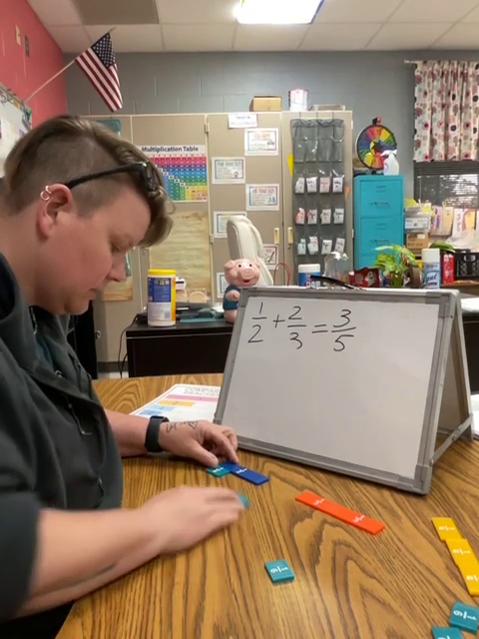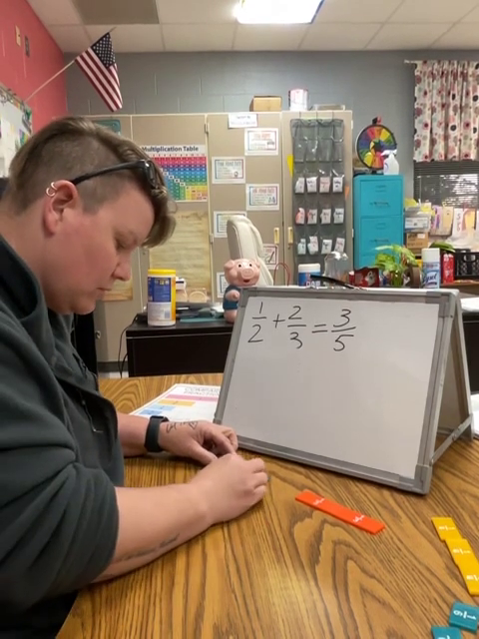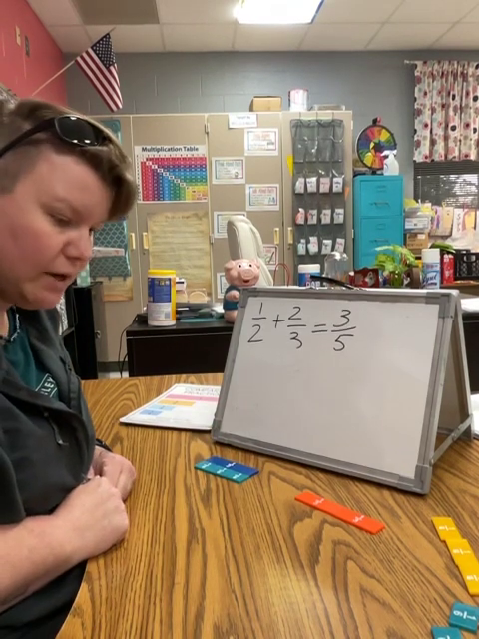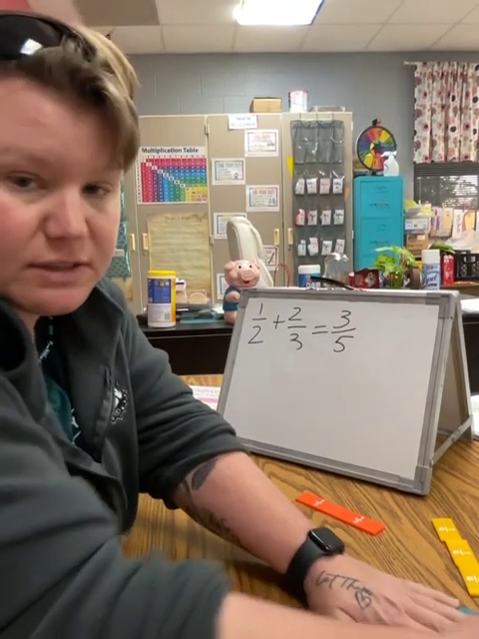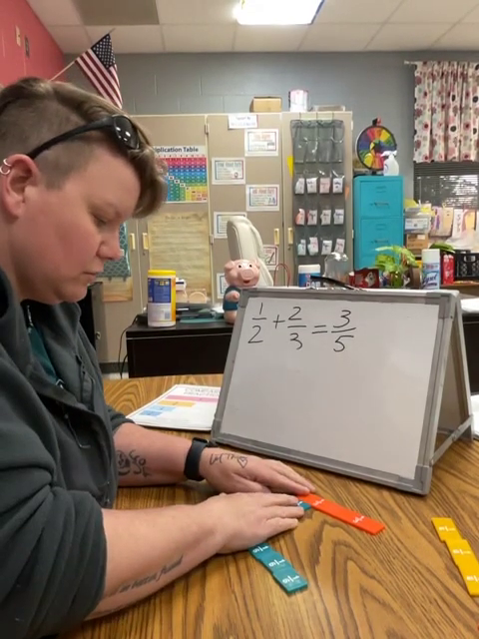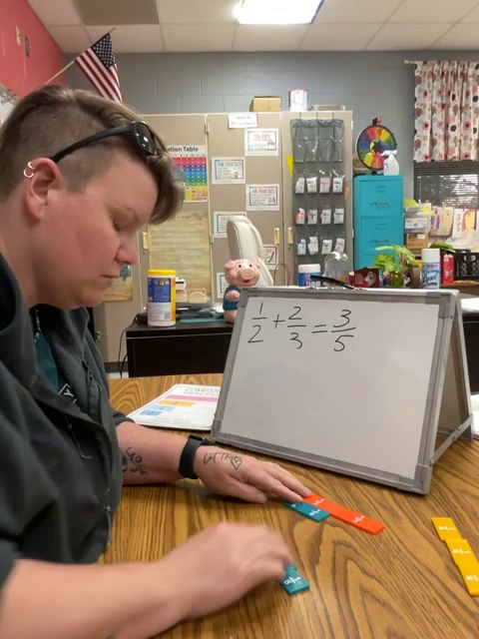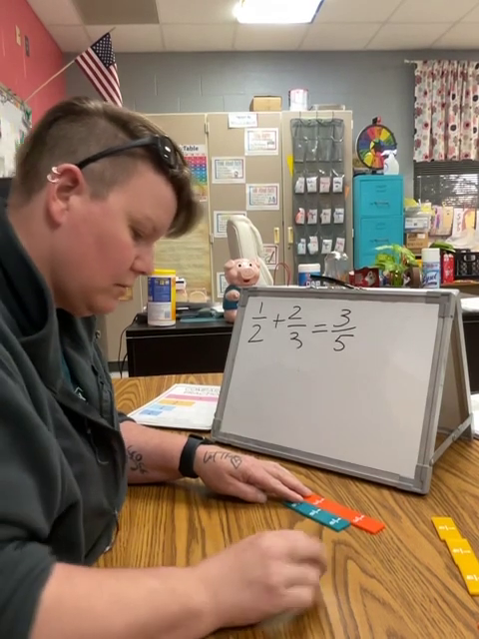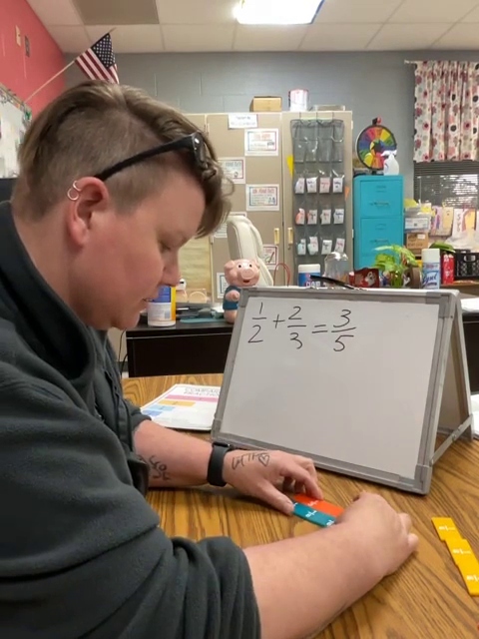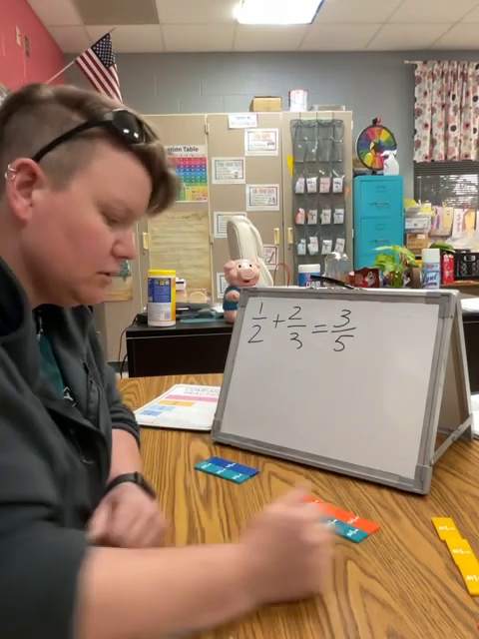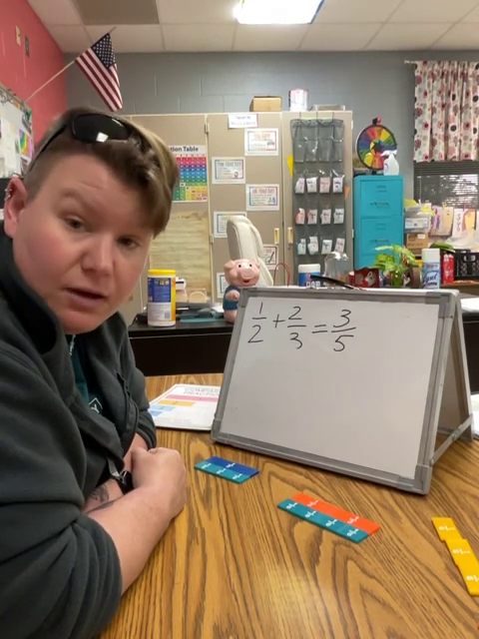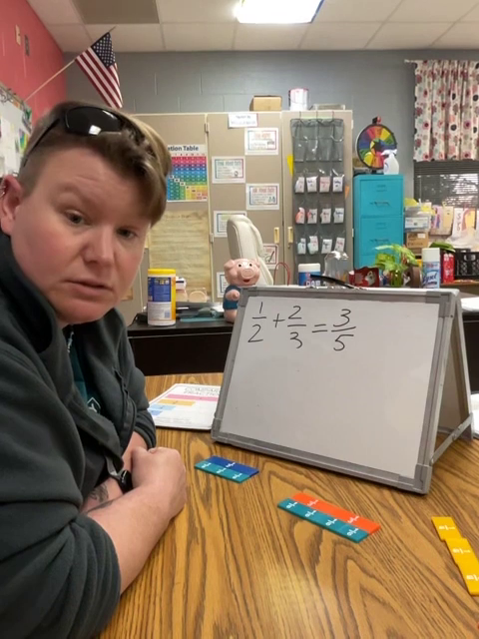Here's 1, 2, 3. 3/6 is equal to 1/2. Let's see if we can use the 1/6 tiles to build 2/3. 1, 2, 3, 4. I can use 4 1/6 tiles to build 2/3, or 2 1/3 tiles. So we've found our equivalent fractions.